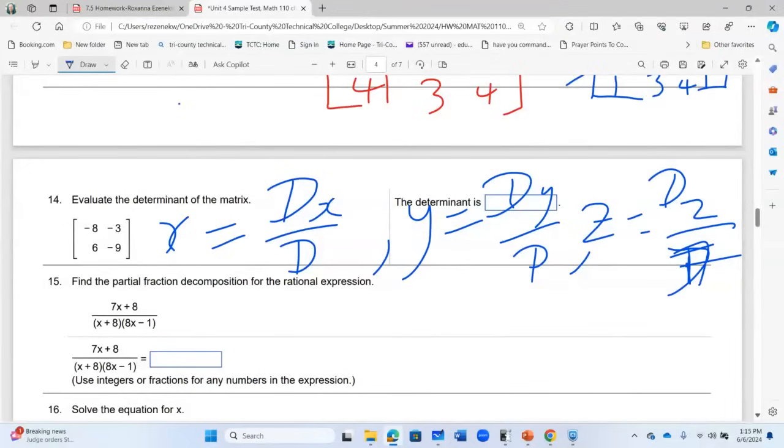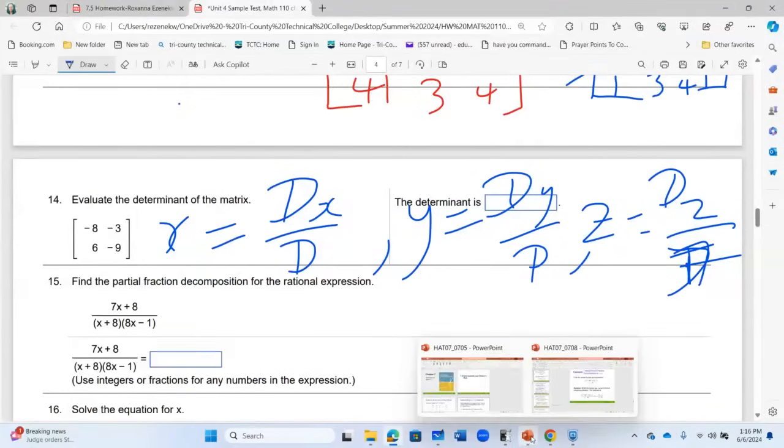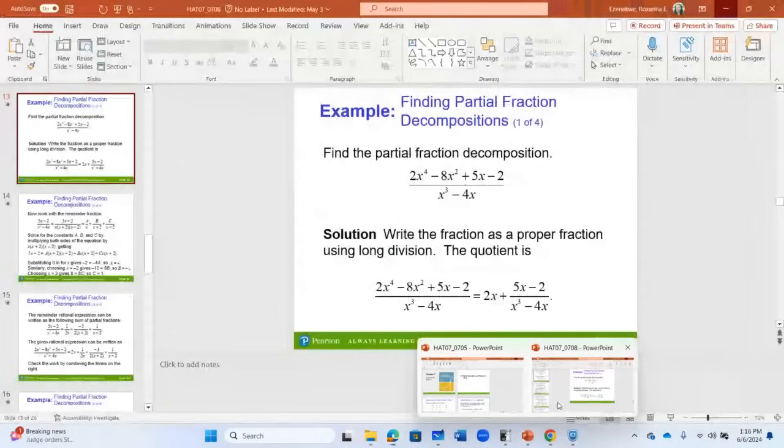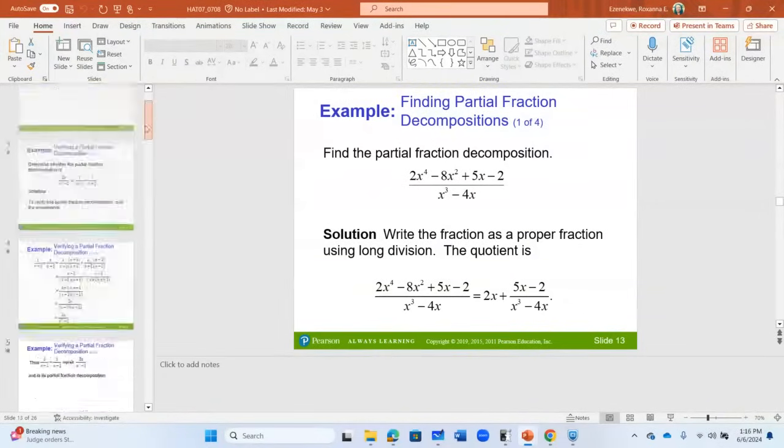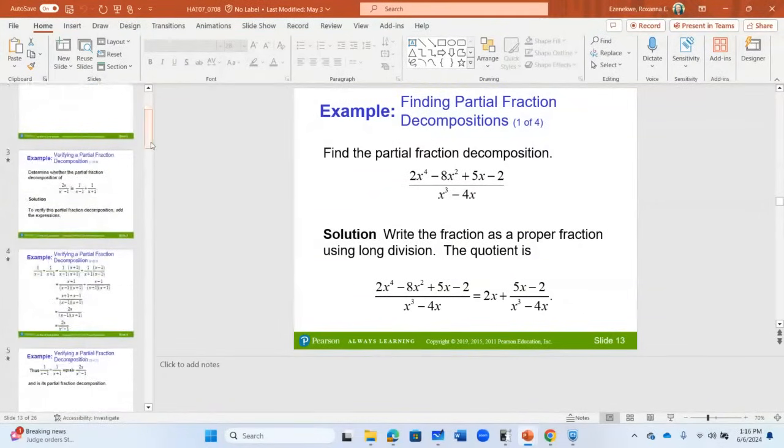Okay, so let's get to partial fraction decomposition. If you're decomposing a partial fraction, it means that you want to simplify the factors of the denominator. We're going to remember that this is section 7.8, and the PowerPoint says it all. So go to the PowerPoint and make sure you study that. But we're going to solve some examples on partial fraction decomposition.